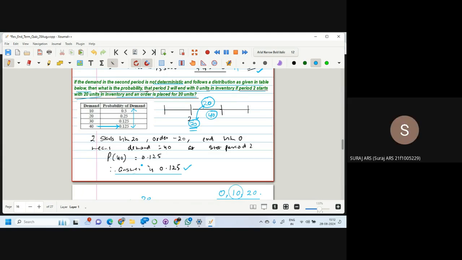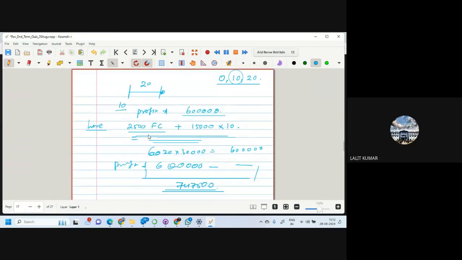Is this clear? Based on probability. If the demand in the second period is not deterministic and follows a distribution as given in the table, then what is the probability that period 2 will end with 0? 0 means he had 20 and they have said order 20. So he has to consume 40, then only it will end with 0. So the demand has to be 40. And what is the probability for that? It is 0.125. Okay, good.